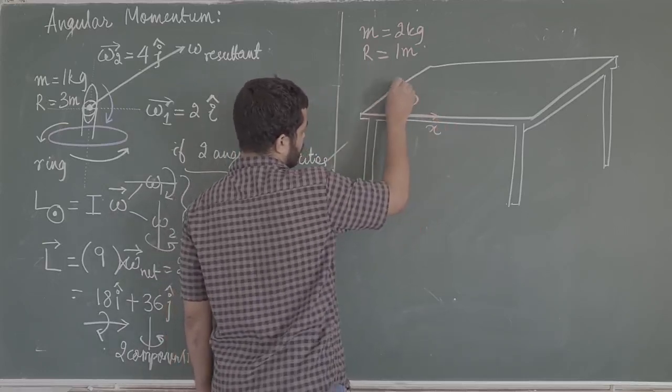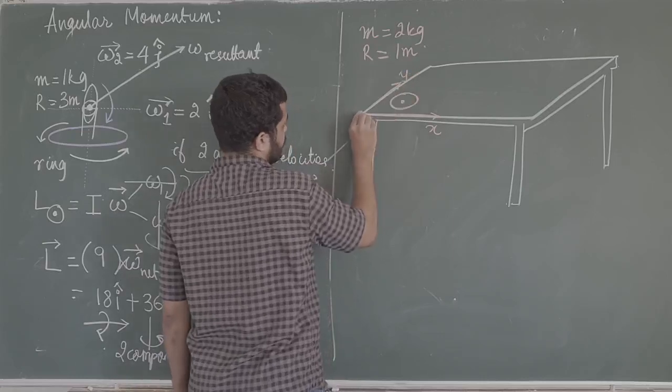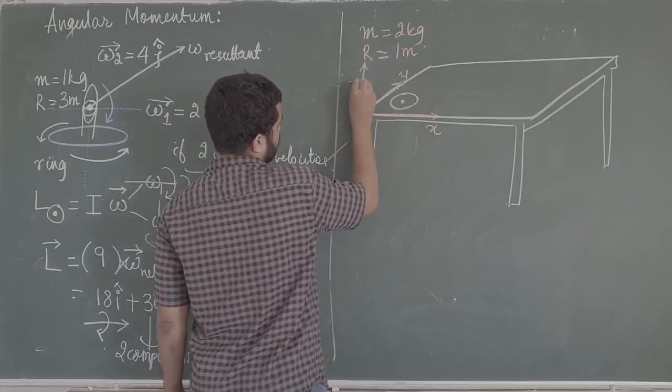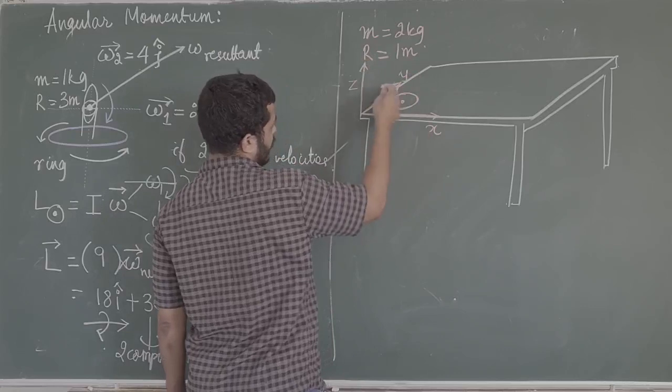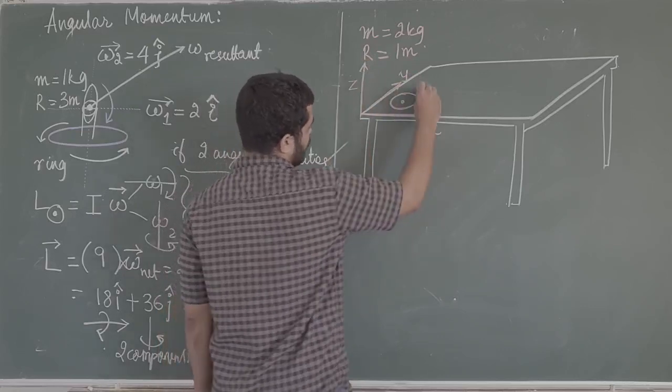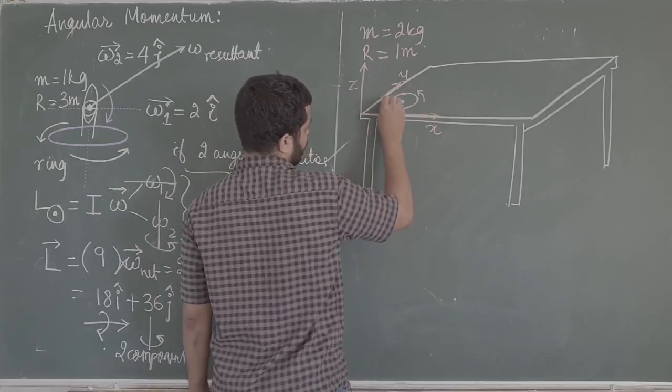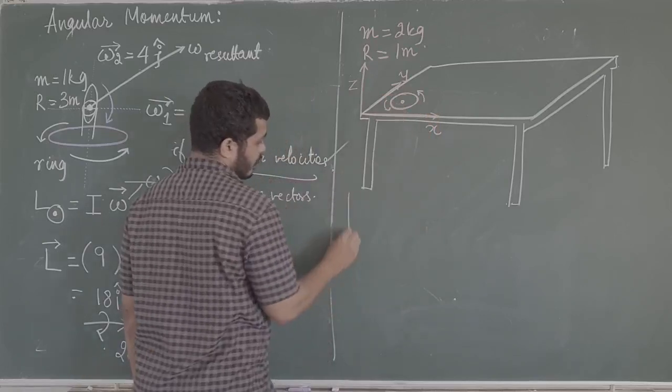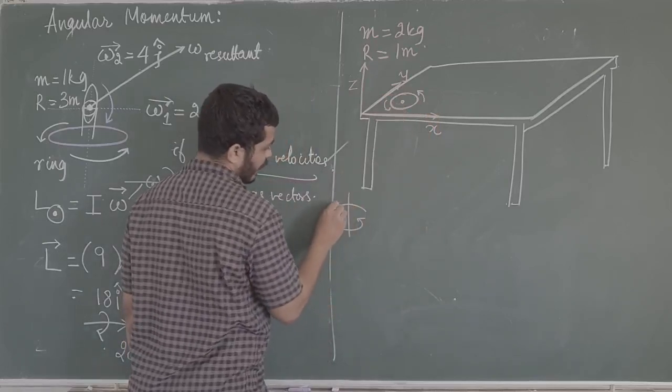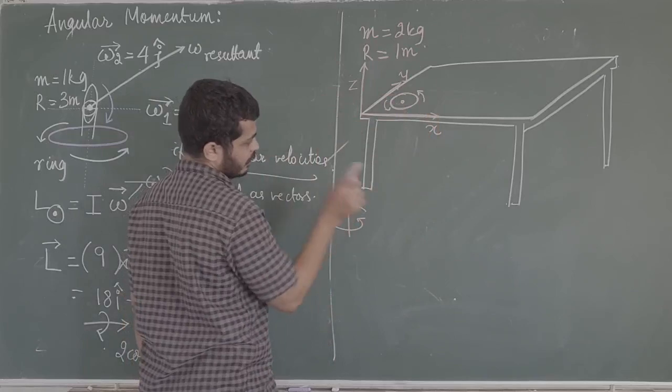For us, that is the y direction, and in this problem, that is your z direction. So this is x, y, z. Our disc is rotating. As seen from the top, the rotation is like this.